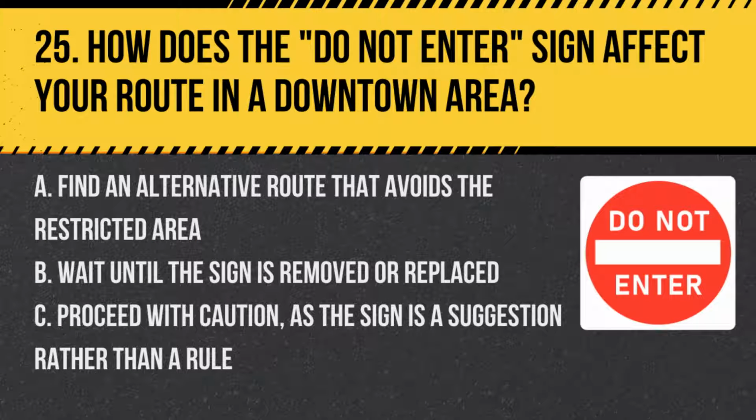Question 25. How does the Do Not Enter sign affect your route in a downtown area? A. Find an alternative route that avoids the restricted area. B. Wait until the sign is removed or replaced. C. Proceed with caution, as the sign is a suggestion rather than a rule.